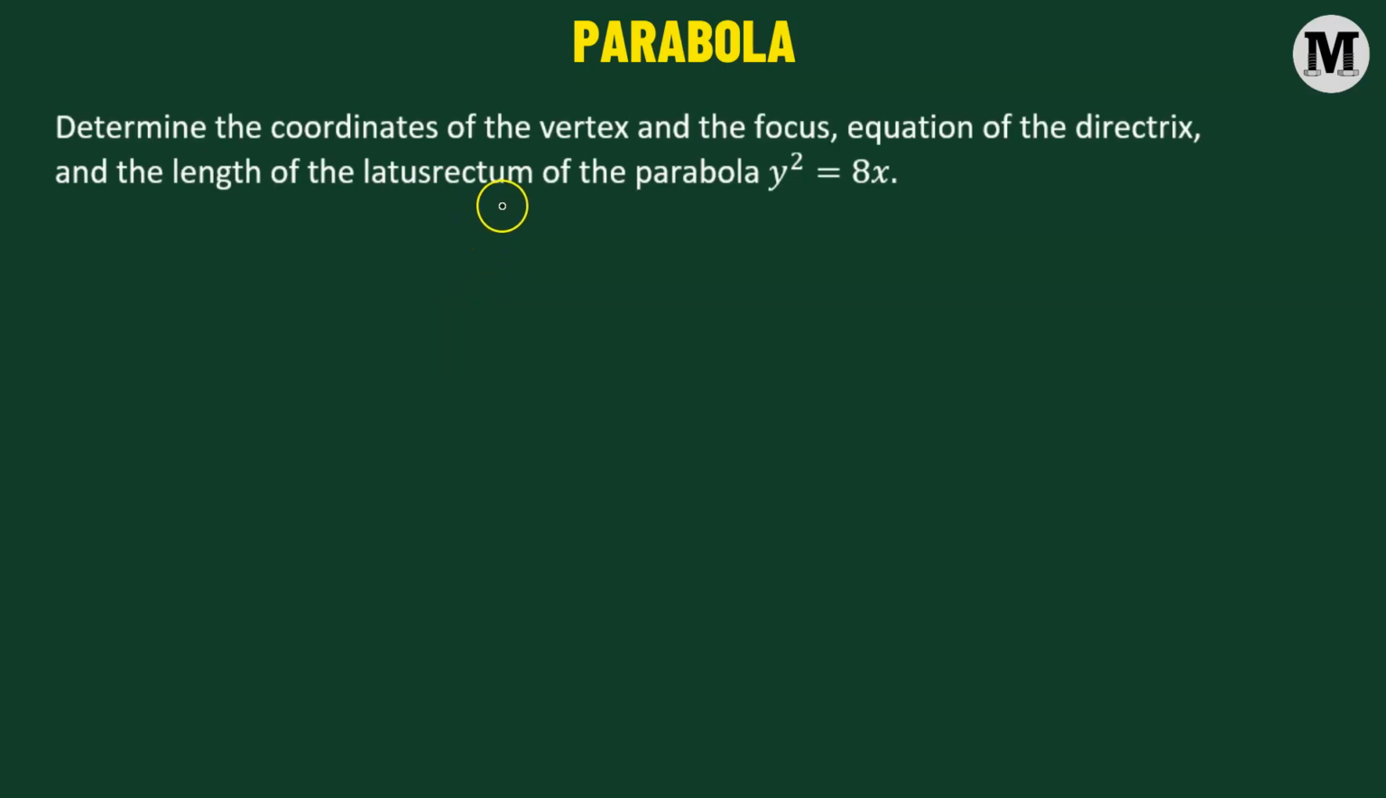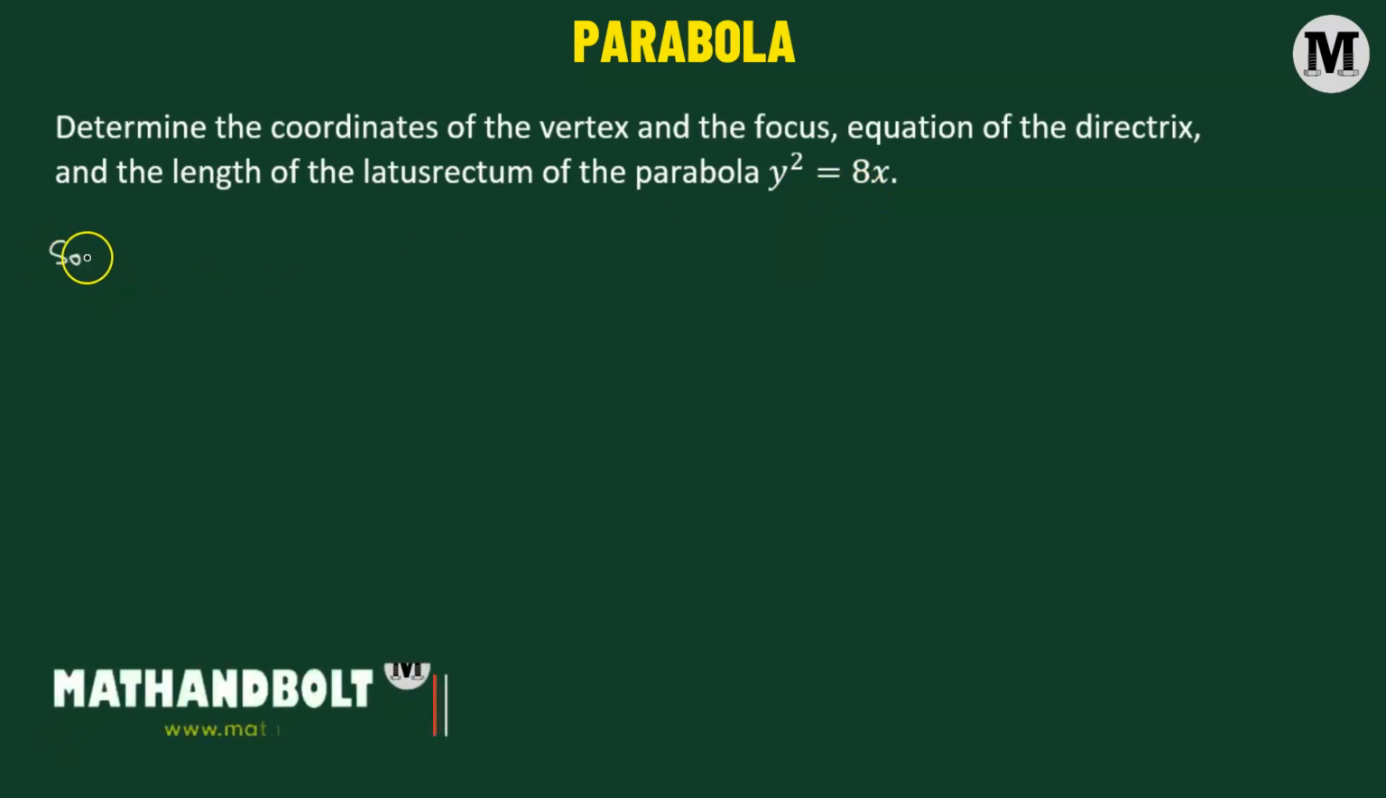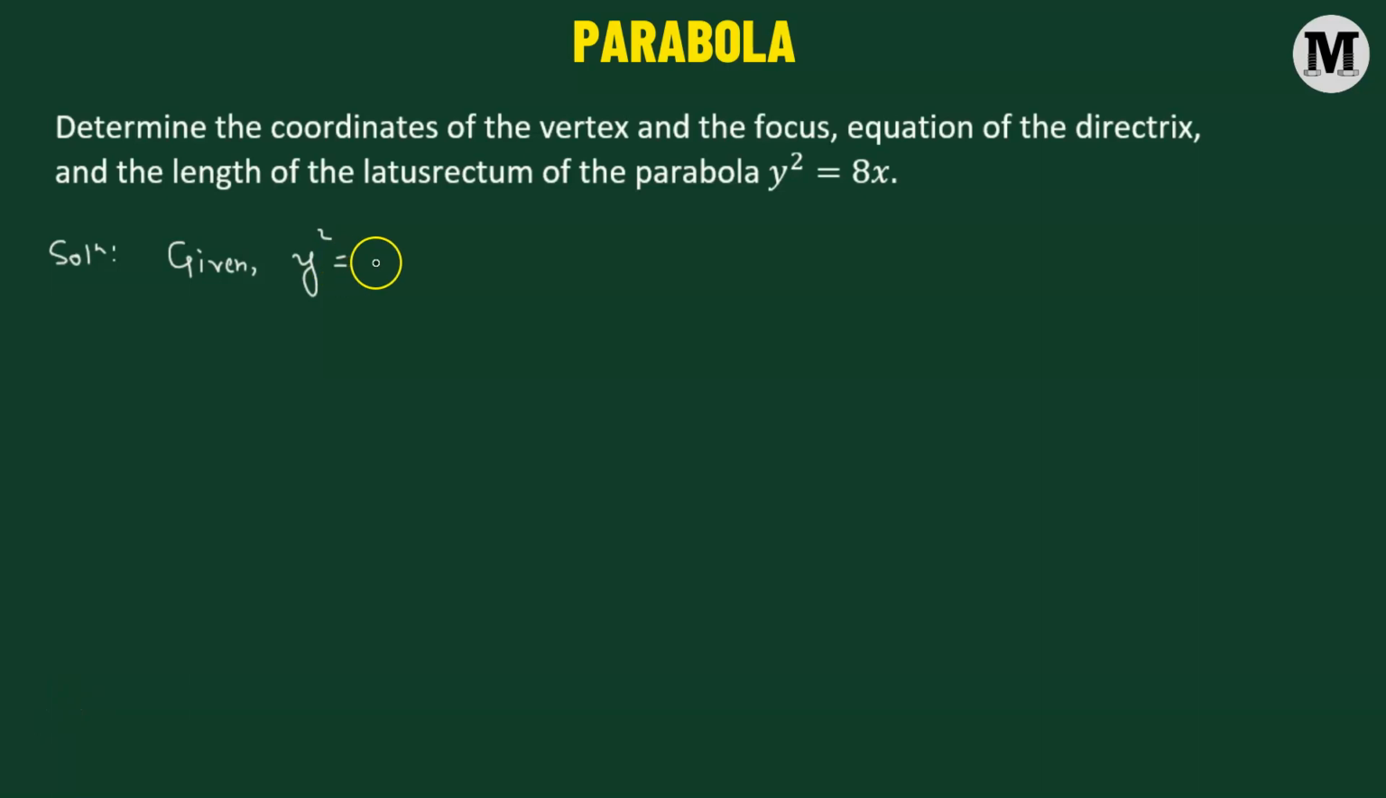In this problem, we need to determine the coordinates of the vertex and the focus, the equation of the directrix, and the length of the latus rectum of the parabola given by y squared equals 8x. Let us begin. So here we start with the given equation of the parabola. We have y squared equals 8x.